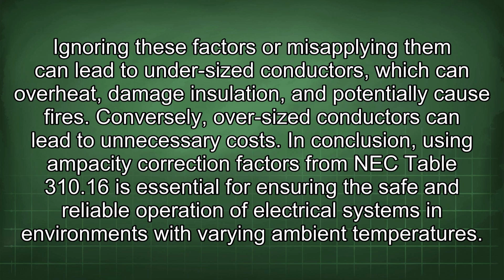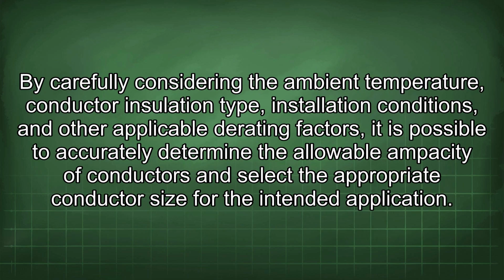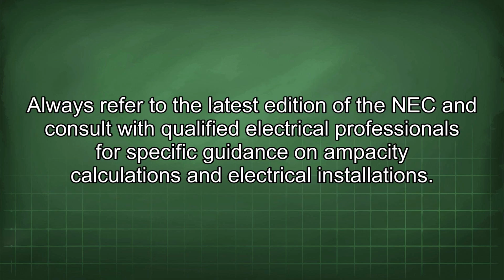In conclusion, using ampacity correction factors from NEC Table 310.16 is essential for ensuring the safe and reliable operation of electrical systems in environments with varying ambient temperatures. By carefully considering the ambient temperature, conductor insulation type, installation conditions, and other applicable derating factors, it is possible to accurately determine the allowable ampacity of conductors and select the appropriate conductor size for the intended application. Always refer to the latest edition of the NEC and consult with qualified electrical professionals for specific guidance on ampacity calculations and electrical installations.